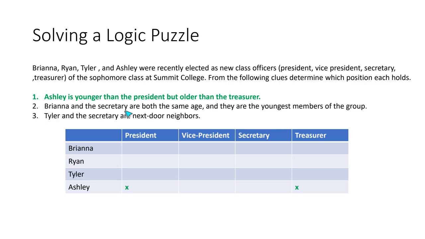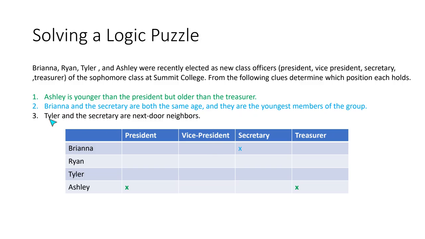Brianna and the secretary are both the same age, and they are the youngest members of the group. So what can we eliminate with that statement? Okay, so Brianna and the secretary. That means that Brianna cannot be the secretary. Okay, and then we'll come back and reread them if we need to.